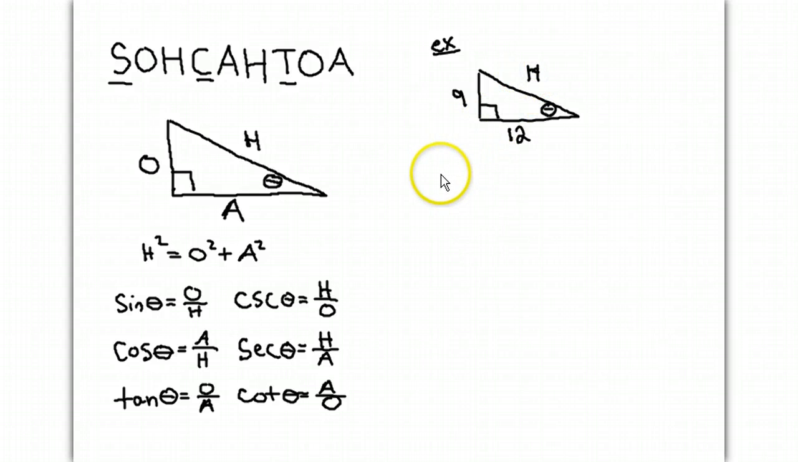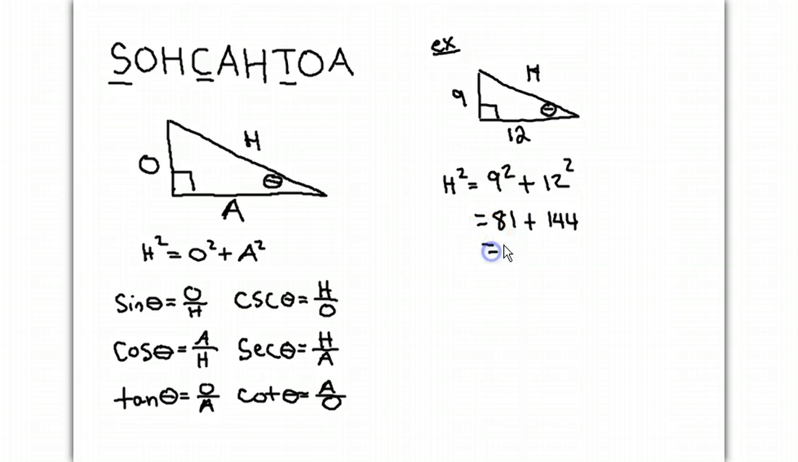And if we use our formula to find the missing side, we have H squared is equal to O squared, which is 9 squared, plus 12 squared. So that's 81 plus 144, 12 times 12. And when you add that up, that gives you 225. So right now you have H squared is equal to 225. To find H, you take the square root of both sides, and that will give you H is equal to 15. So we found out what the missing side was, 15.